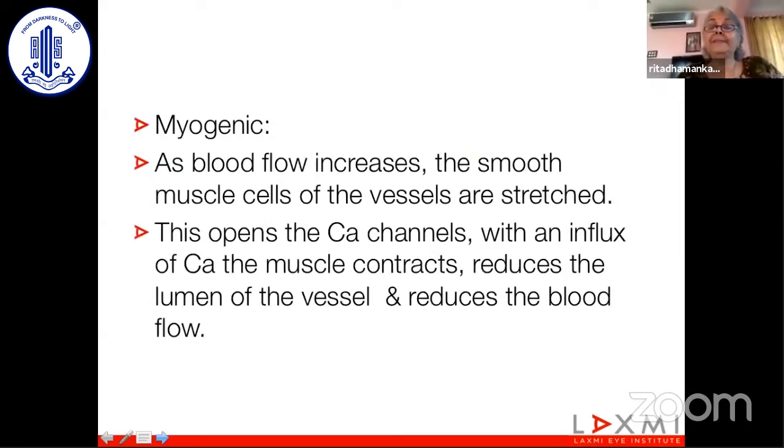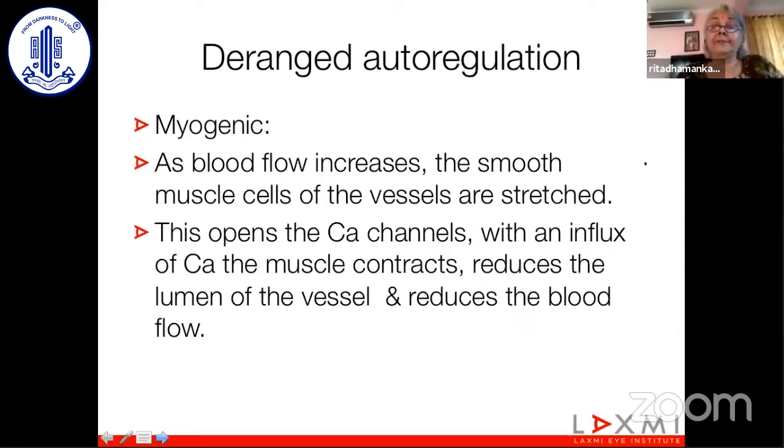What happens when we talk about a myogenic stimulus? Now, as the blood flow increases, the smooth muscle cells of these vessels are stretched. This opens the calcium channels. With an influx of calcium, the muscle contracts. It reduces the lumen of the vessel and reduces the blood flow. This is what happens in a normal individual.